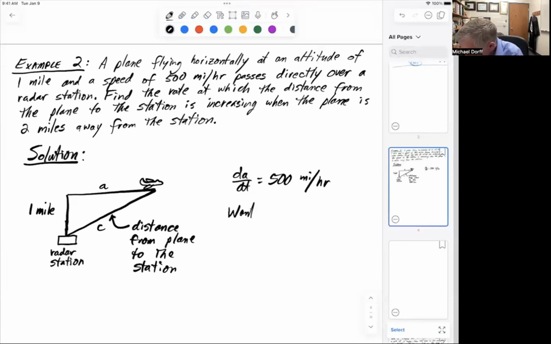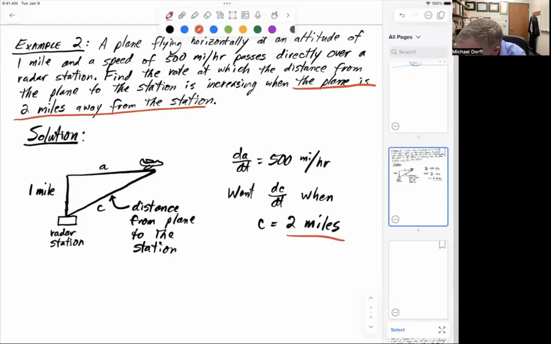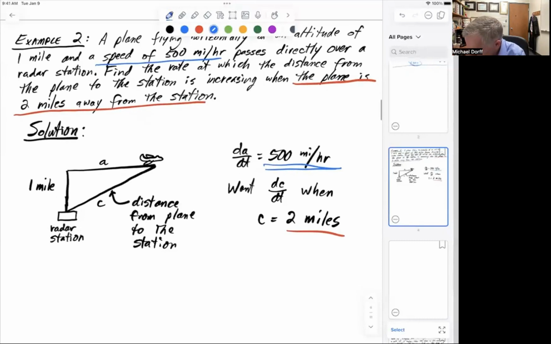So we want to find dC/dt. Find the rate at which the distance is changing. So it's not finding the distance, but we're finding the rate that the distance is changing. And that's why we have the derivative there, dC/dt. And we want to find that when C is 2 miles. So that comes from here, when the plane is 2 miles away from the station. And just to correlate things, the speed of the plane is equal to dA/dt.